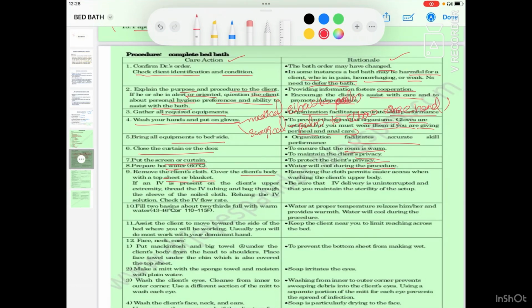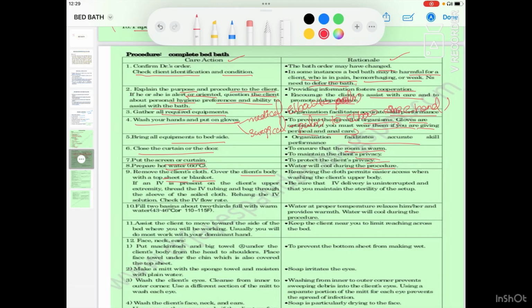We are covering the body of the patient. Whichever part of the body is being bathed, only that should be exposed. And if an IV set is present on the patient's upper extremity, thread the IV tubing and bag back through the sleeves of the soiled clothing and rehang the IV solution.